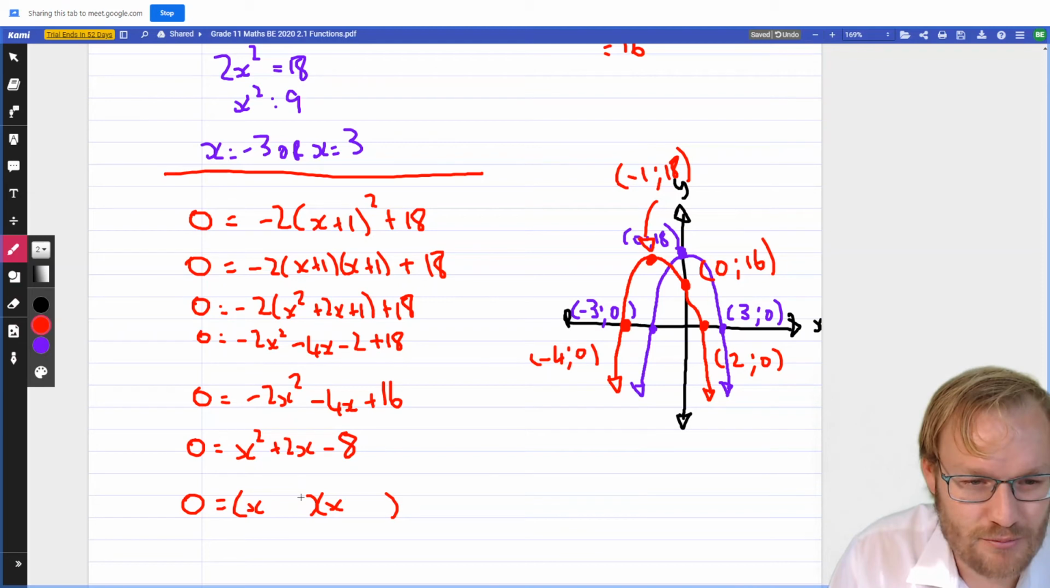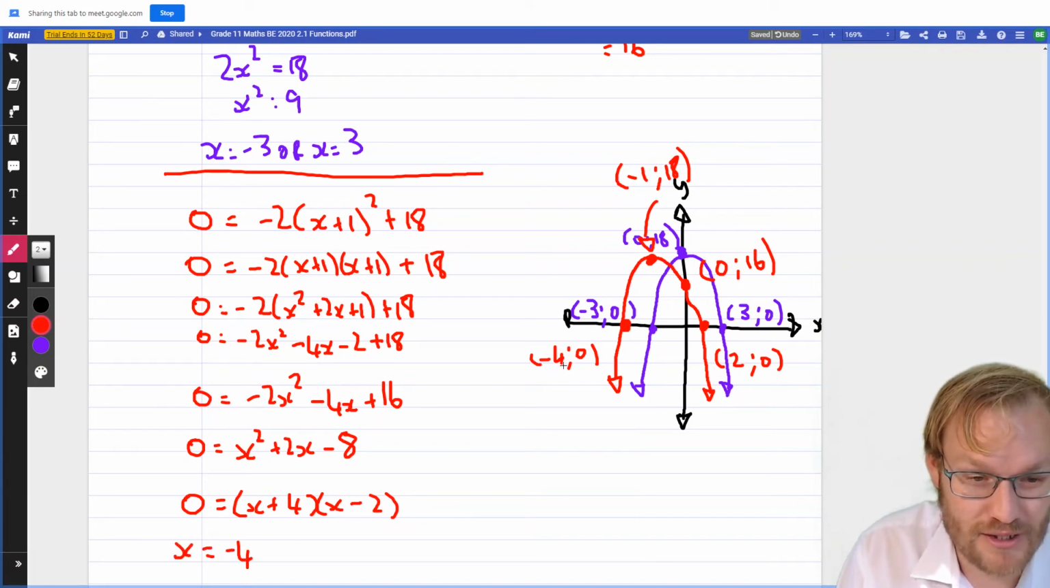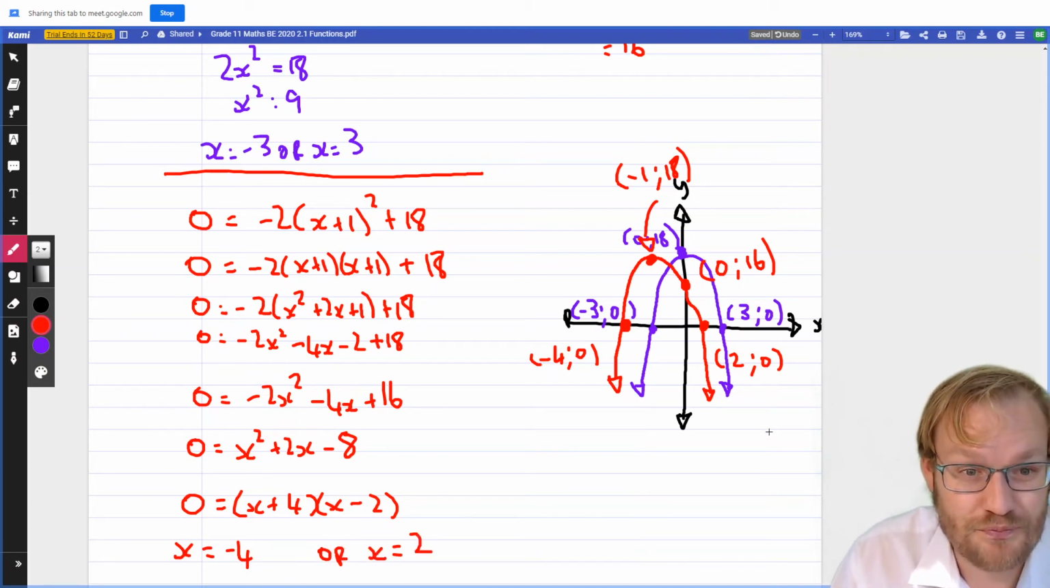x, x, probably going to be 4 and 2. No surprise there, that's what we're expecting. Plus 4, -2. So x equals -4. That's what we're expecting. Or x equals 2.